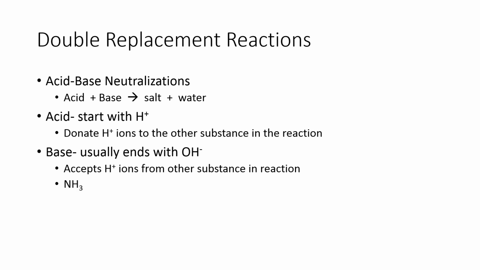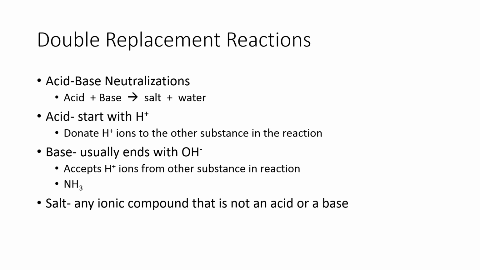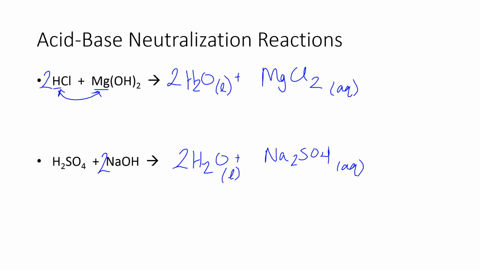And what we mean by a salt, the one exception is ammonia. So ammonia is actually one of our Bronsted-Lowry bases that comes up fairly commonly. And salts are going to be any ionic compound that is not an acid or a base. So it should not be an acid or base that's being produced in this case. So let's look at these.